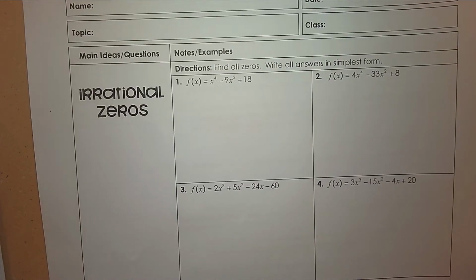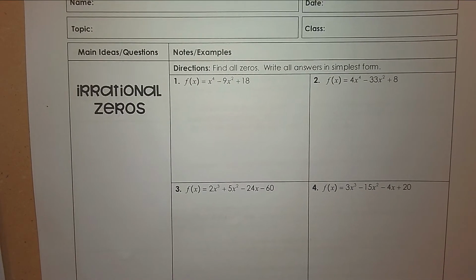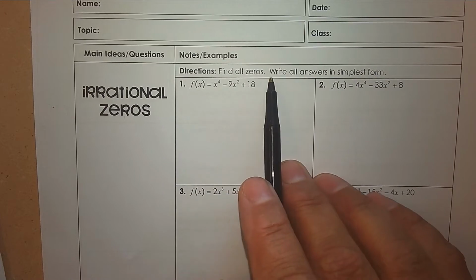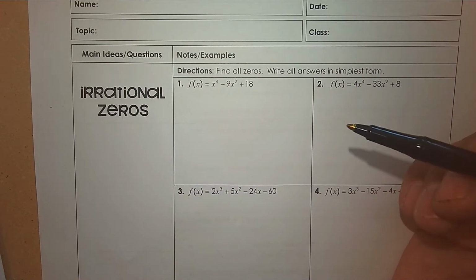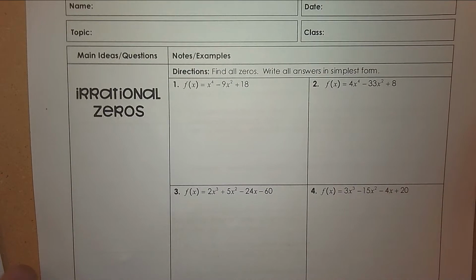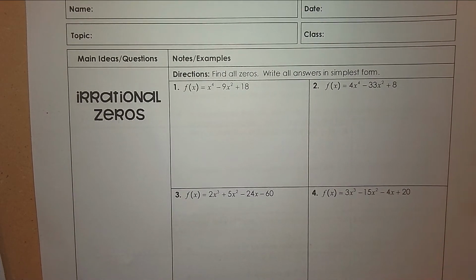Alright, this lesson is on irrational zeros. So let's find all the zeros. That means rational, that means irrational. There might even be complex, but in the next lesson we'll talk about what that means. And then write all answers in the simplest form if you can.